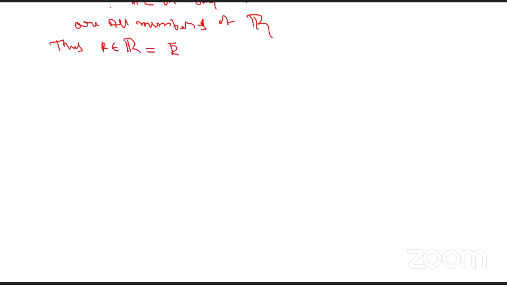is a union of a finite collection of members of R. That is equation number 2.